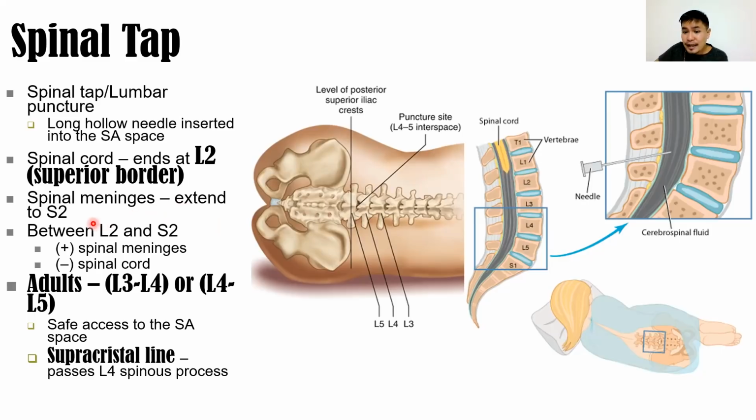Spinal meninges extend to S2. Spinal meninges, meaning your dura, arachnoid, and pia mater, extend to your S2. Having said that the spinal cord ends only at L2, and your spinal meninges extend to your S2, meaning from L2 to S2 there would be spinal meninges present, but no spinal cord is located there because it ends at the superior border of your L2. So there are spinal meninges here and there's no spinal cord, because it ended here.